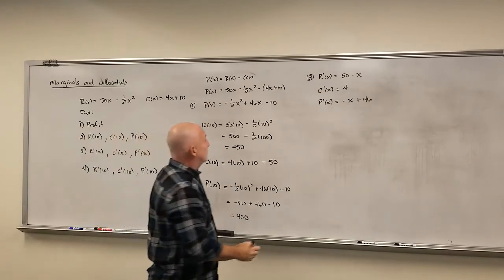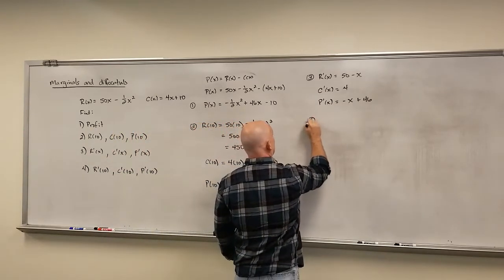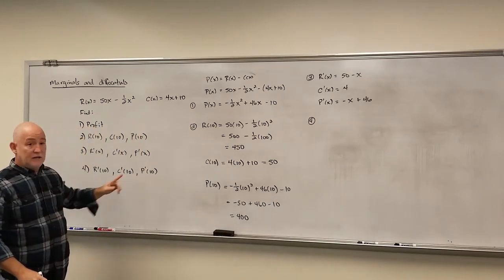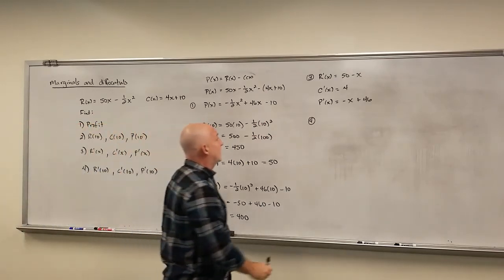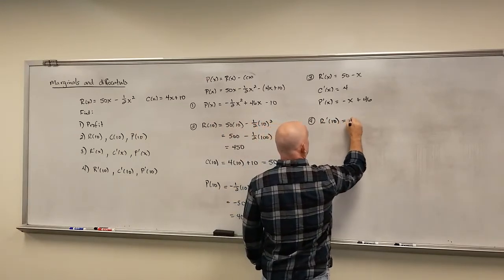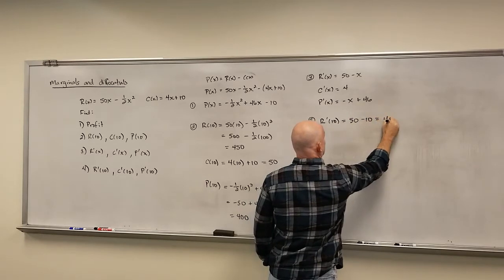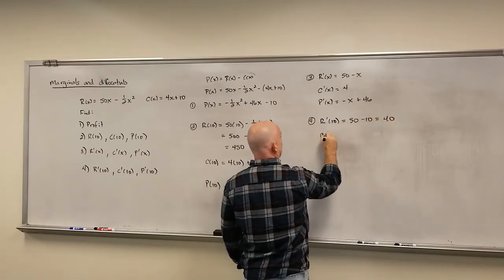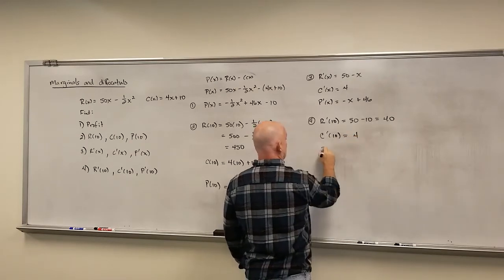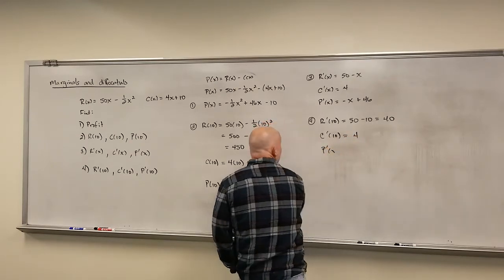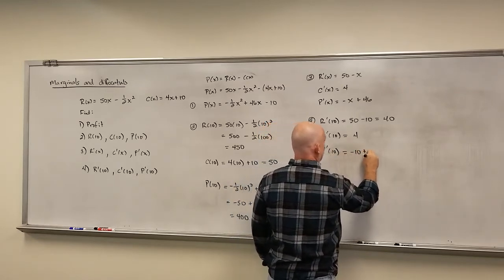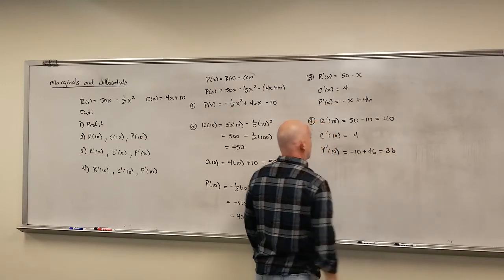Let's answer our last question. Our last question is take all three of those functions and evaluate them at 10, and we'll see what that actually means for us right here. So R prime of 10 is going to be 50 minus 10, which is 40. C prime at 10 will be, well, 4. And P prime at 10 will be negative 10 plus 46, which is 36.